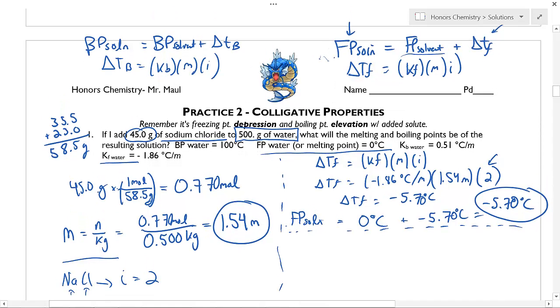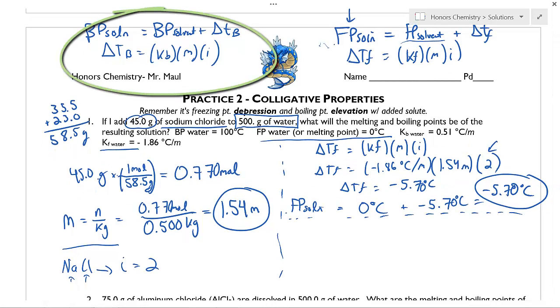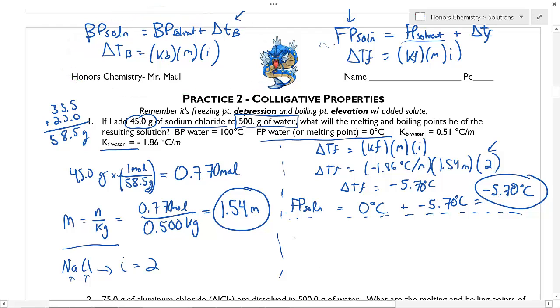Let's look at the boiling point of the solution. I'm going to look at the other equation I've written up top here. And so I need to find the new boiling point. This is boiling point elevation. So it's going to boil hotter. So to find that, I need that little change in temperature, delta Tb.